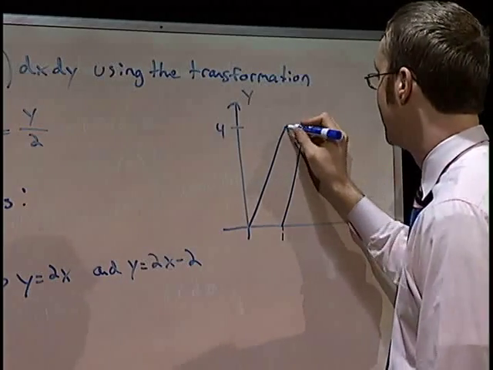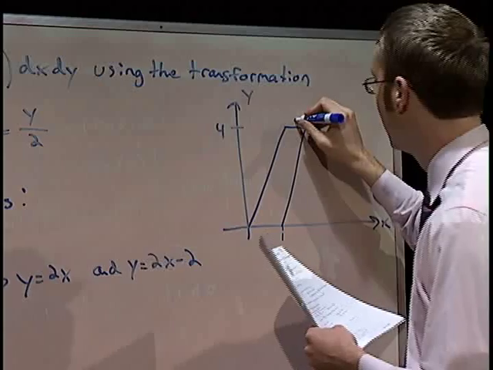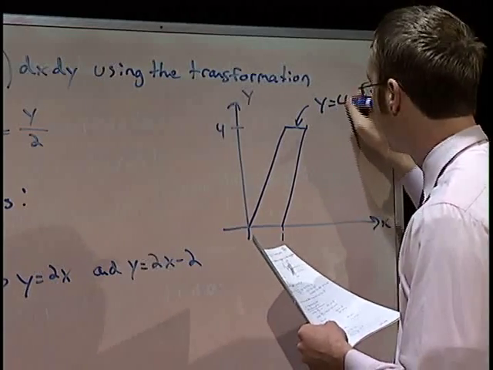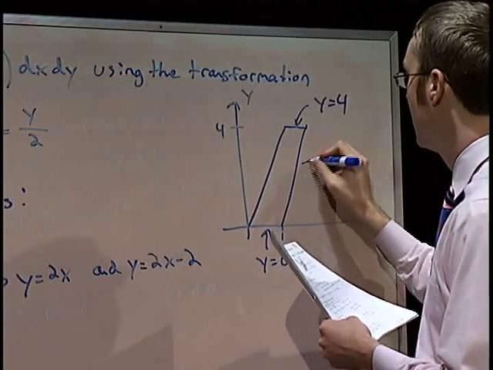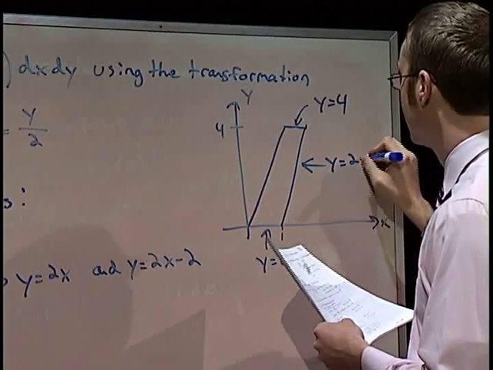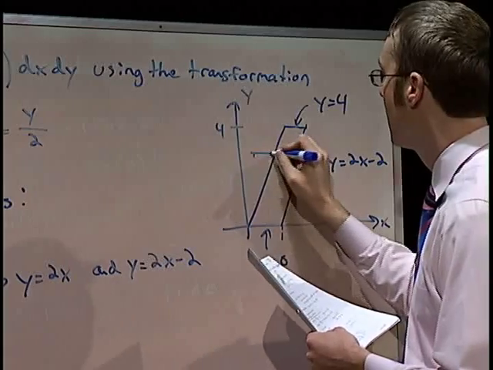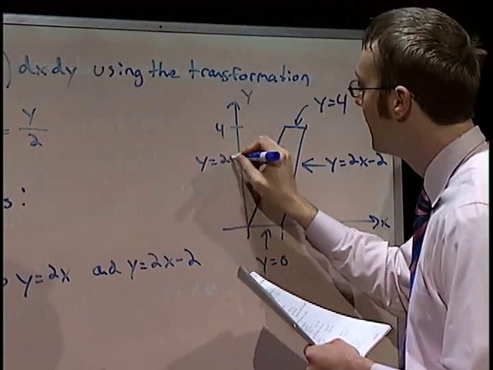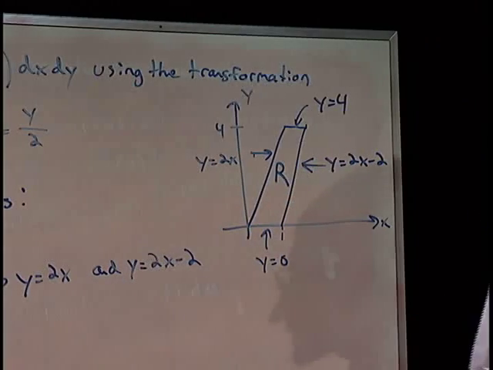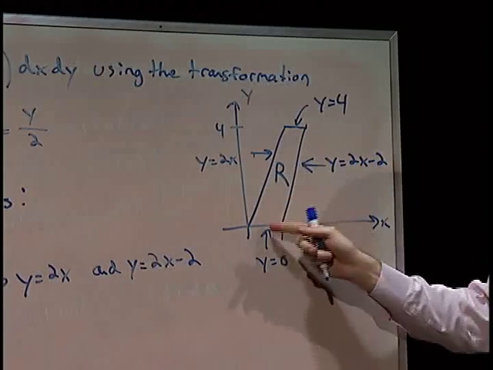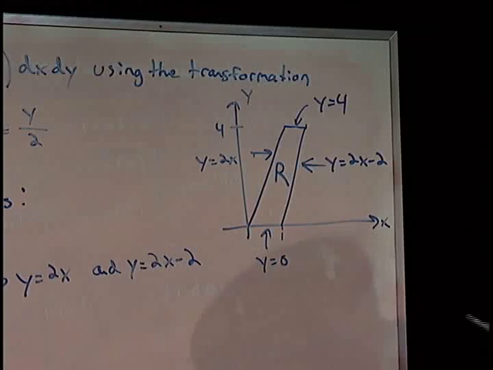Where this is the plane y equals 4 up here, so let's put that in. There's y equals 4. Down here is y equals 0. On the right side is y equals 2x minus 2. And on the left side is y equals 2x, right? That's the region R in the xy plane, bounded by those 4 sides, okay?